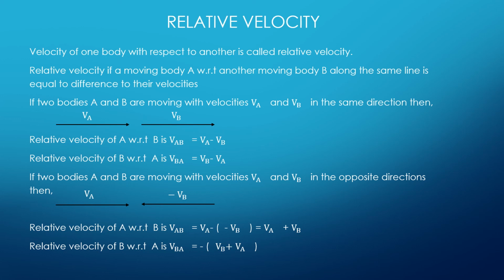Now, if the two bodies A and B are moving with a velocity VA and VB in the opposite direction, what happens? The relative velocity of A with respect to B is given as VAB is equal to VA minus, in the bracket of minus VB, which is equal to VA plus VB. Next, the relative velocity of B with respect to A is VBA, which is equal to minus VB minus VA.